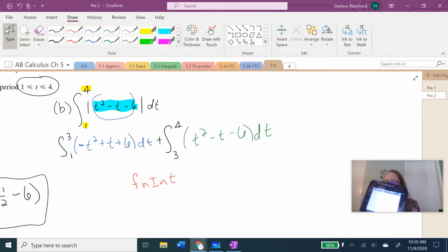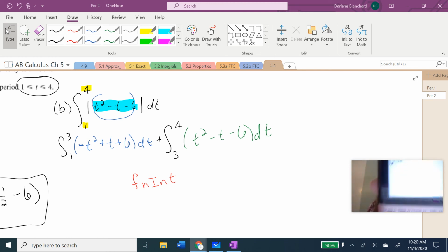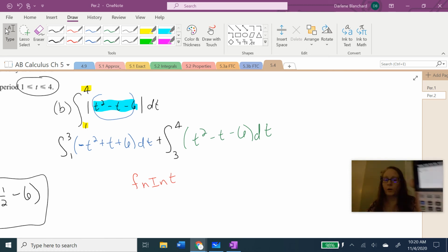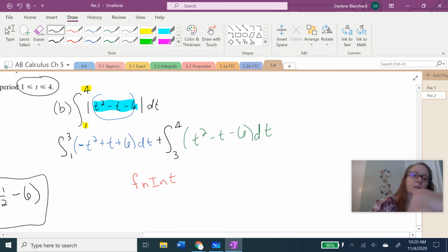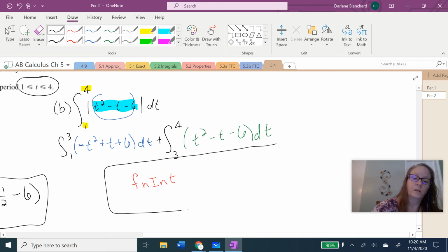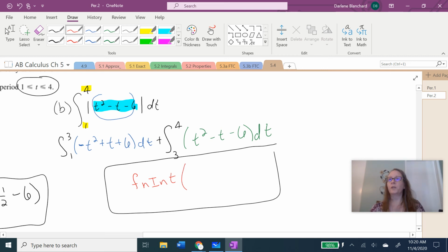Okay, the graphing calculator. So if you push from the home menu, Math 9, you are either going to see this or you're going to see FN int. That looks like this. The older calculators use the FN int, and you have to know how to use the notation.